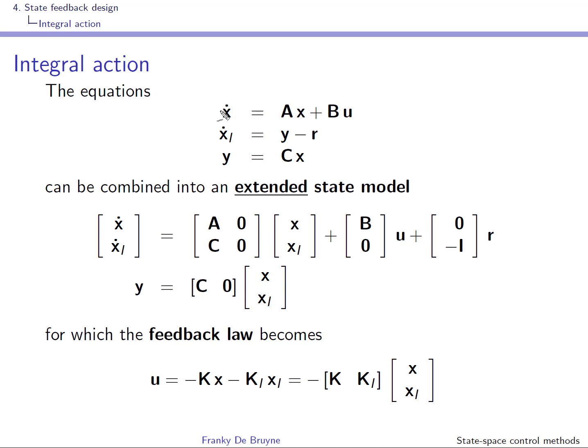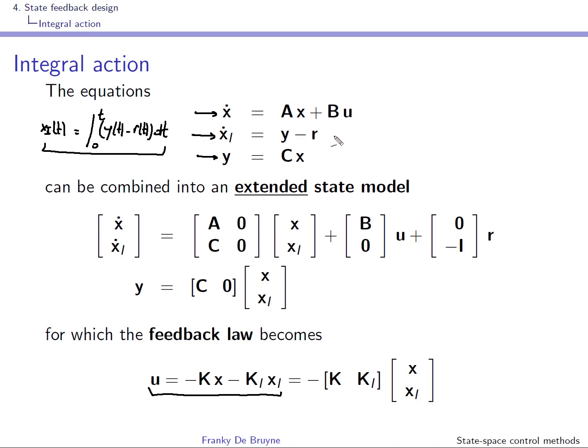So these are the two original equations that come from the state space description. We are implementing this law over here, where xi of t is the integral from 0 to t of y of t minus r of t dt. So if we take the derivative, this is the equation that we obtain, and y you can write in terms of the state, so it's Cx, where C is the output matrix, minus R.